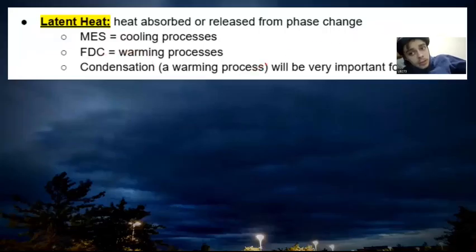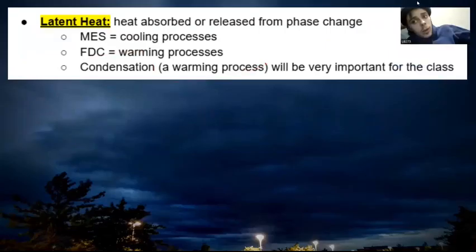Latent heat. We've already talked about this in weather analysis if you watch my videos, but it is the heat that is absorbed or released by phase change. So it's basically phase change heat. And the six different processes that we have for phase changes, we have MES that are the cooling processes, which is melting, evaporation, saturation. Those are cooling processes. FDC are the warming processes, freezing, deposition, and condensation.